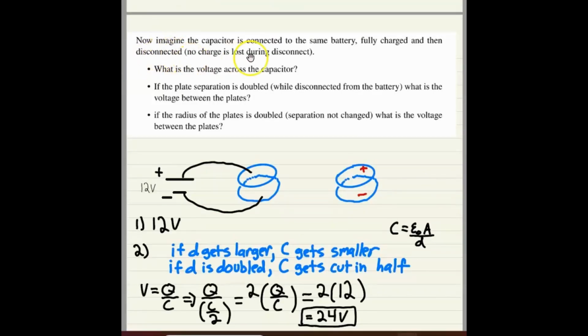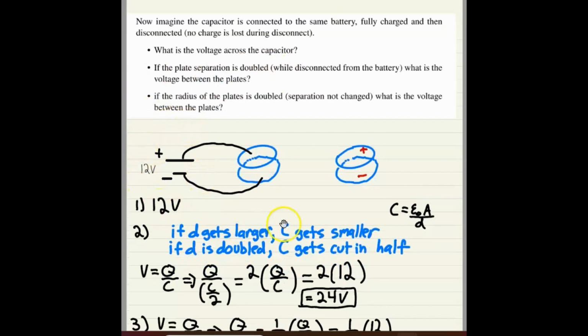Now imagine the capacitor is connected to the same battery, fully charged, and then disconnected. What is the voltage across the capacitor? So here you have the capacitor. It's the same capacitor as initially was the case. It's connected to a 12-volt battery, and then you disconnect it from the battery. So the capacitor is just sitting here.